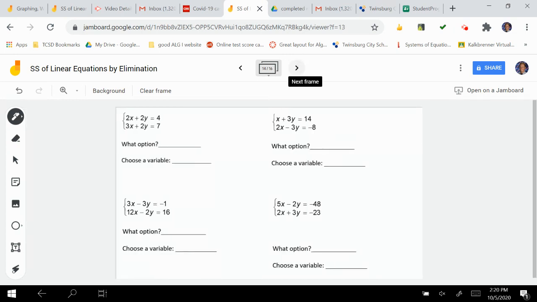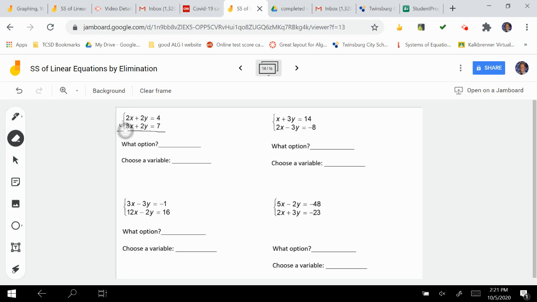Which option to use? Option 1, best case scenario. Option 2, multiply one of the equations. Option 3, you got both. Which option are we talking about here? It's not 1, because if we just try to add them up, we're in trouble. We get 5 here, and we get 4 here.